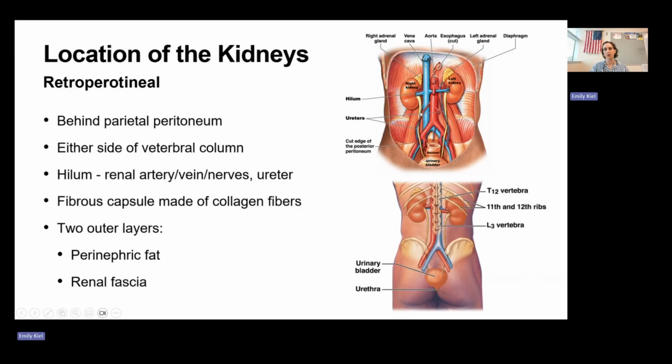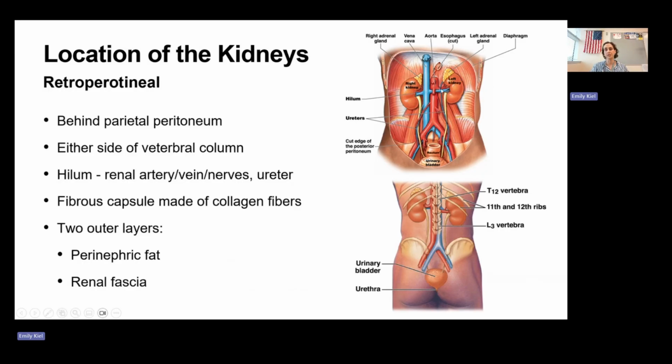Notice that the right kidney here is a little bit more inferior than the left kidney. Sometimes those are good things to be aware of in your patients. You can see there is what's known as the hilum, and the hilum is where the renal artery, the renal vein, and the renal nerves enter, and where the ureter leaves as well.